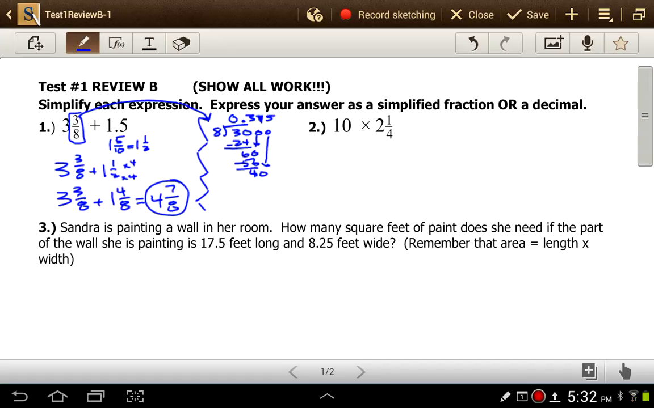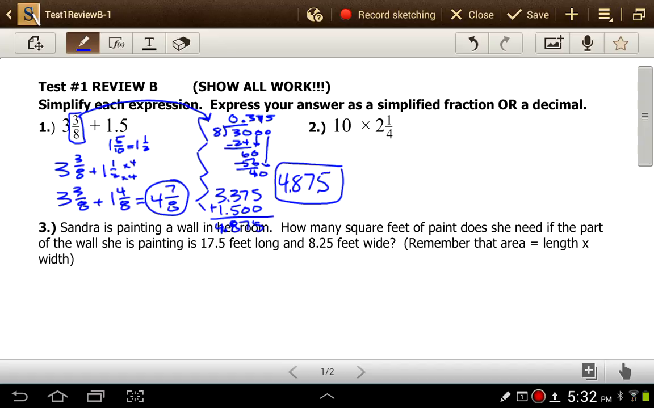Now when I add those numbers together, I'm going to have 3.375 plus 1.5, make those zeros, add them up, that's going to be 5, 7, 8, decimal point moves down, 4. So I'm going to get 4.875, which is the same as 4 7/8.